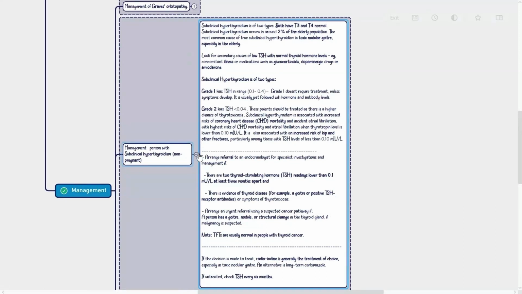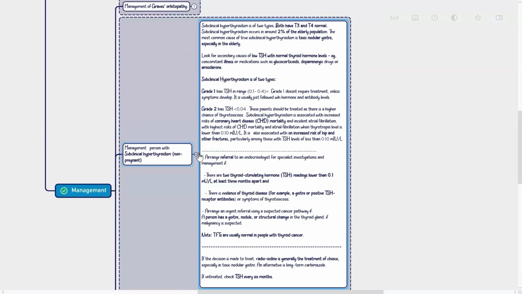Subclinical hyperthyroidism is of two types. Grade 1 has TSH in the range 0.1 to 0.4. Grade 1 doesn't require treatment. Unless symptoms develop, it is usually just followed with hormone and antibody levels. Grade 2 has TSH less than 0.1. These patients should be treated as there is a higher chance of thyrotoxicosis.